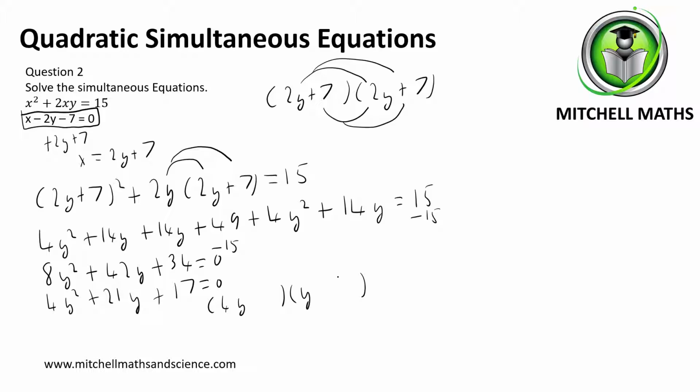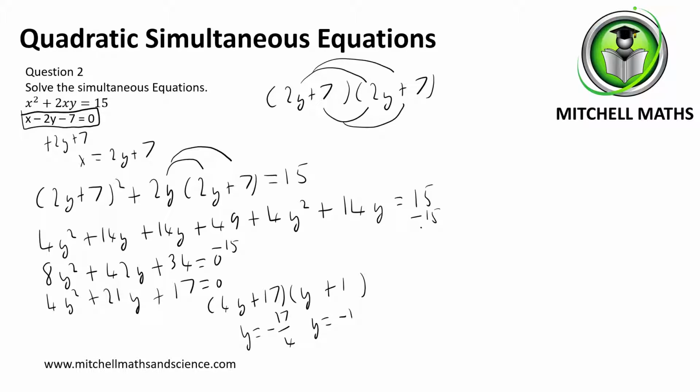Well, the only things that multiply to make 17 are 17 and 1. Therefore, I'm going to have plus 17 in this bracket and plus 1 in this bracket, because that 1 will be times by 4y, so 17 plus 4 gives me 21. So that's going to give me my y values. I'll have y equals minus 1. I'll have y equals minus 17 over 4.